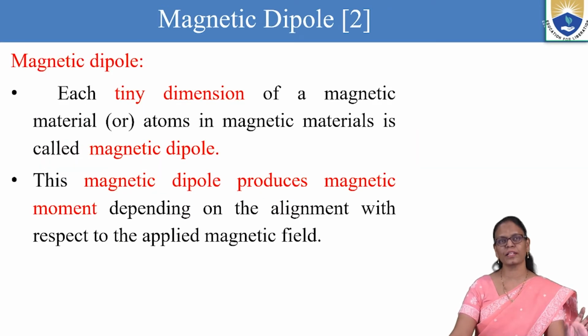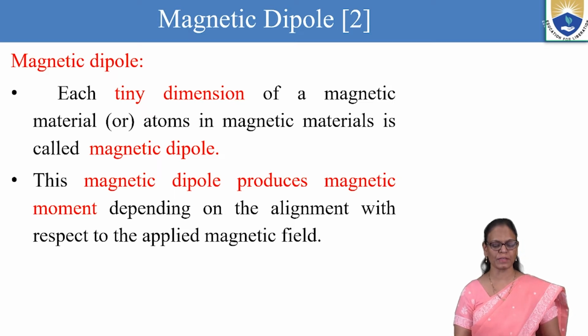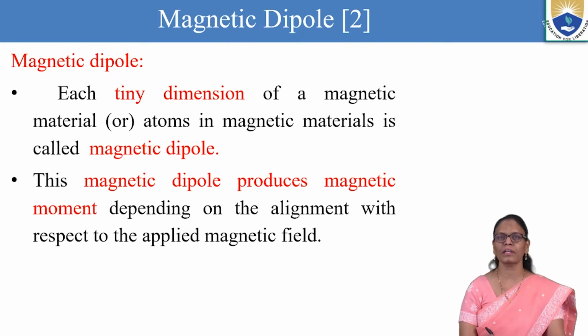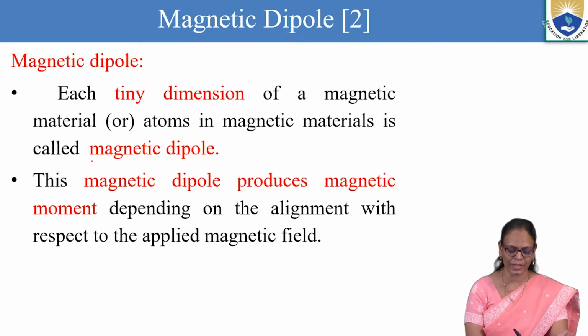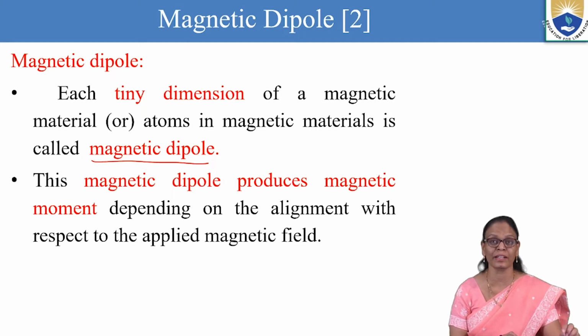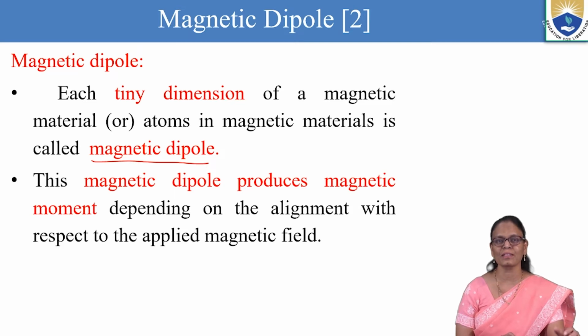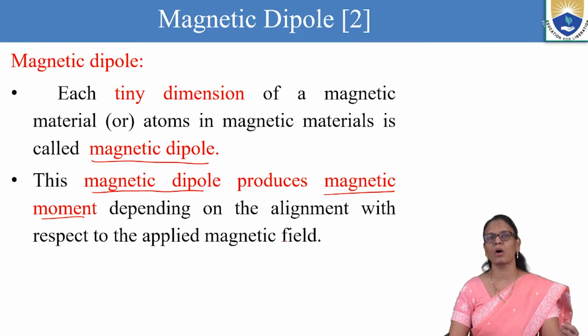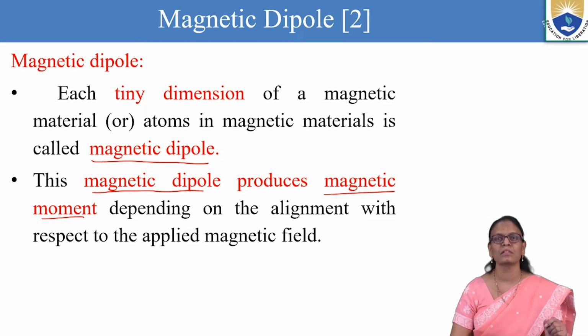Now, when we have to define what a magnetic dipole is, each tiny element of a magnetic material, or an atom in a magnetic material, we call a magnetic dipole. So, each element we are talking about, be it an electron revolving around the nucleus, the atoms, or the particles inside the nucleus, they all contribute to magnetic moment and they form magnetic dipoles. These magnetic dipoles produce the magnetic moment depending on the alignment with the applied magnetic field.